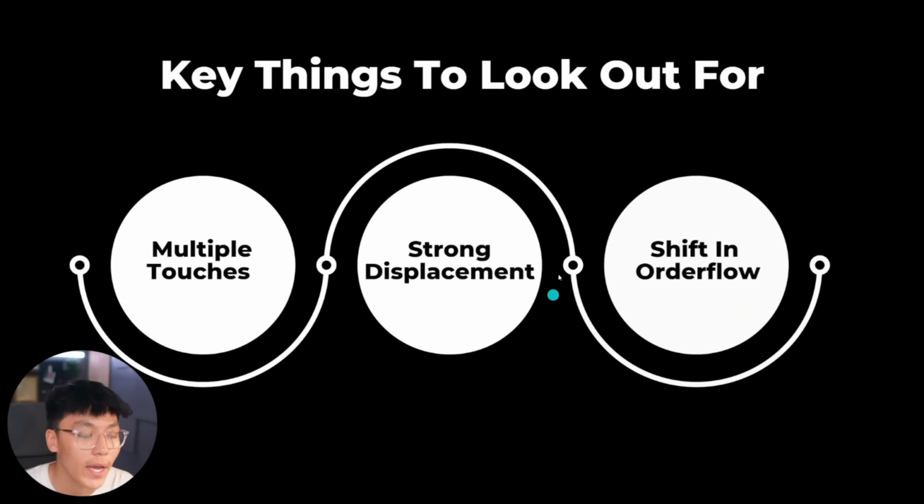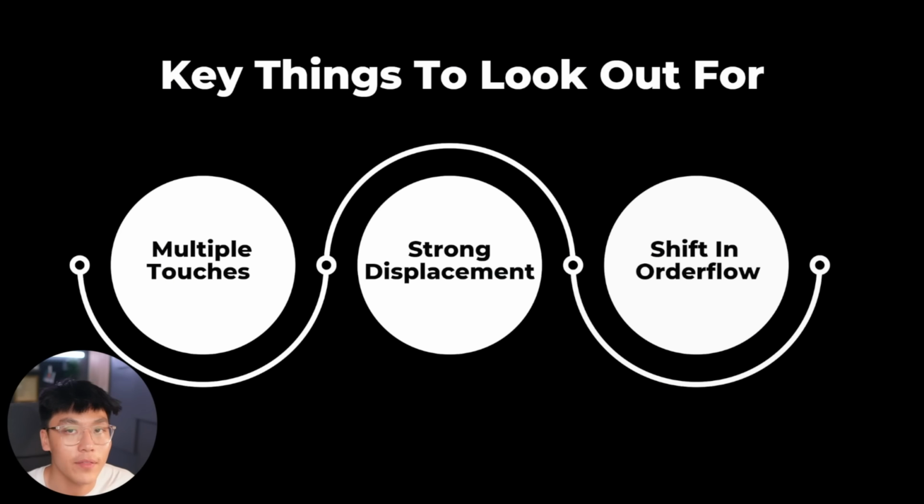Other things to look out for is strong displacement. Whenever you want to see supply turn into demand or demand turn into supply, what you want is strong displacement. You want to see a strong break above your supply zone or below your demand zone, and then you want to see a retest of that level to confirm that flip to either side. And then lastly, what you want to have is a shift in order flow. A shift in order flow essentially means that we have a market structure shift or a potential break of structure where now the order flow changes from bearish to bullish or bullish to bearish, and we start trending in either direction.